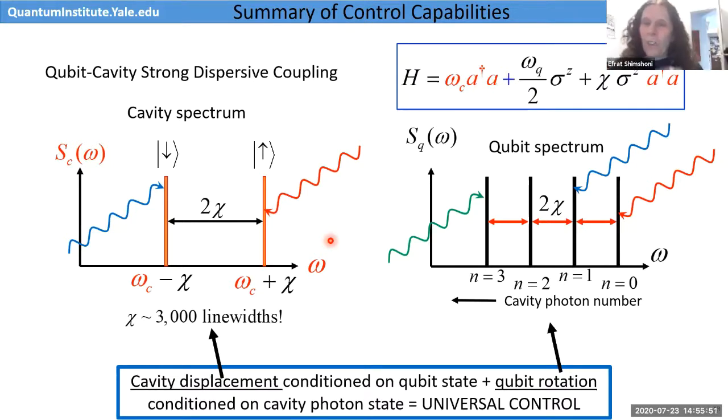I have a question. Can I ask another question? Sure. What happens if omega Q and omega C are very close?